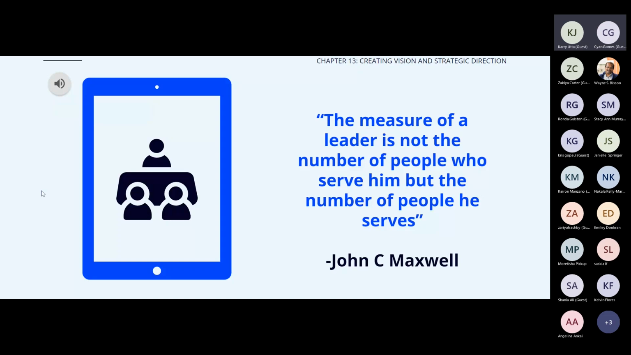The measure of a leader is not the number of people who serve him, but the number of people he serves. A quote from John C. Maxwell. Management is about persuading people to do things they do not want to do, while leadership is about inspiring people to do things they never thought they could.